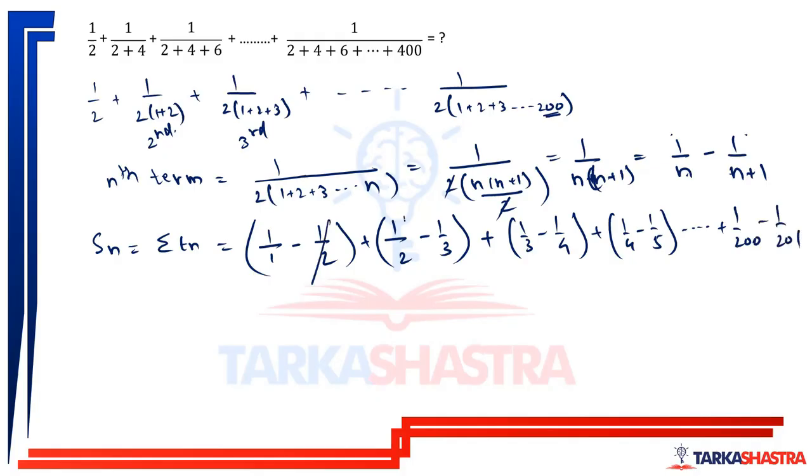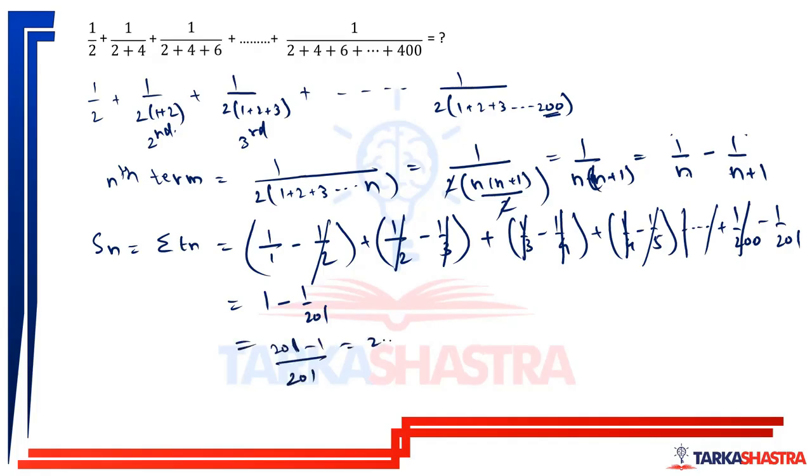So this is minus 1 by 2, this is plus 1 by 2, minus 1 by 3, this is plus 1 by 3, minus 1 by 4, this is plus 1 by 4. Everything gets cancelled. This minus 1 by 5 plus 1 by 5 will get cancelled. 1 by 200 minus 1 by 200 will get cancelled. We'll have 1 minus 1 by 201, which is, base 201, 201 minus 1, that is 200 by 201. Okay, this is how you will get the sum of n terms.